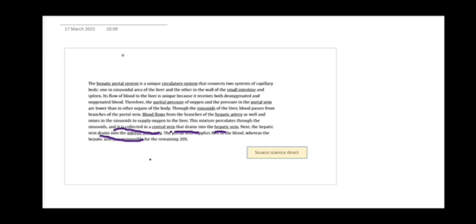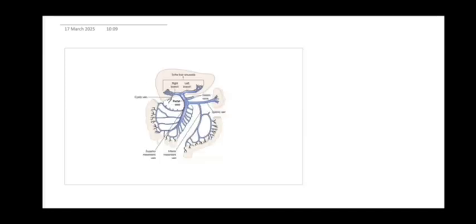Okay, the portal vein supplies 80% of the blood, whereas the hepatic artery is responsible for the remaining 20%. So basically it's clear about what is said here. Okay, so the hepatic portal system includes the two capillary beds of the intestine and the liver. Now we will see through a diagram here.